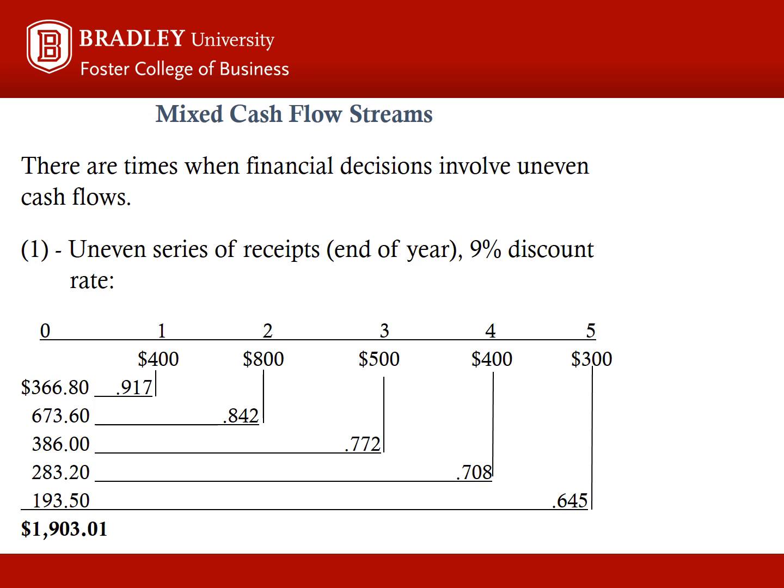If I could get it for less than $1,903, then that means that's great. I would earn a rate of return higher than 9%, right? And if someone is charging me, say, $2,000 for this investment, I could buy it, but I wouldn't earn my 9% minimum rate of return.